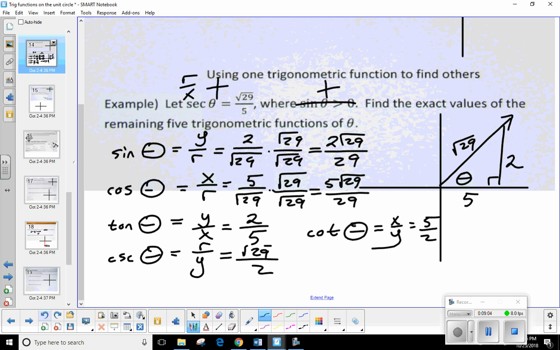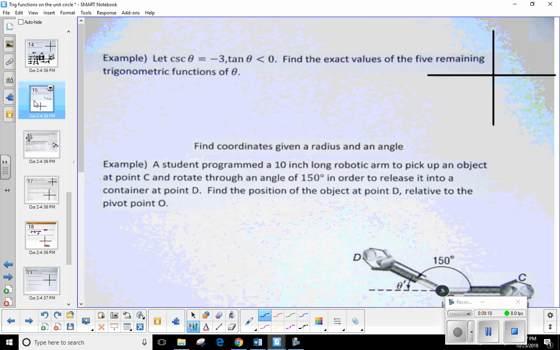How we feel about that? Okay. Let's try another one of those. Right below it, we have cosecant of theta is equal to -3. Tangent of theta is less than 0. So if it helps, go ahead, draw your grid. We know that all 6 are going to be positive here.